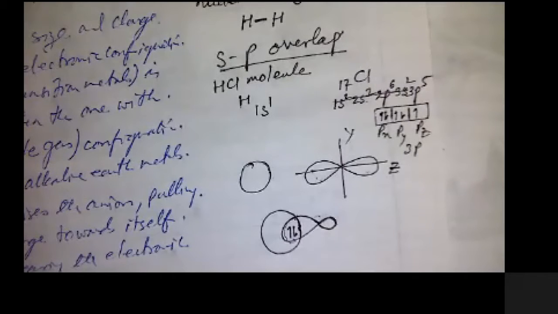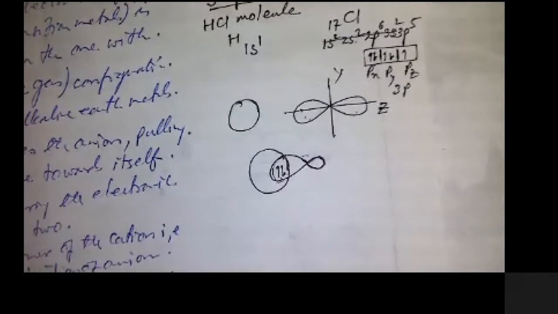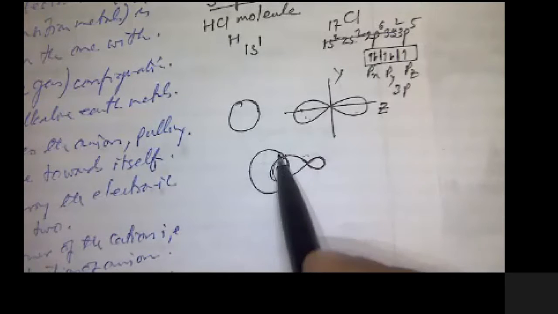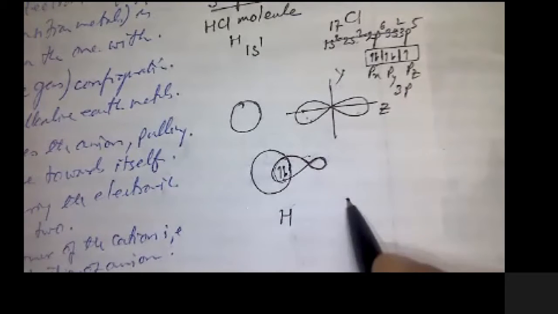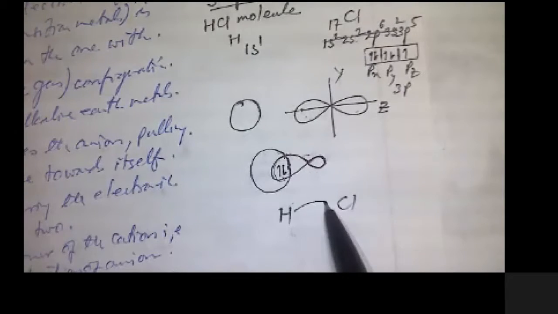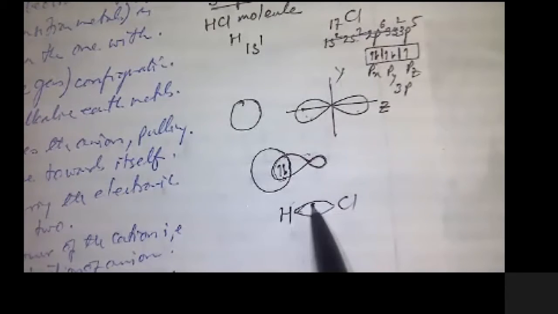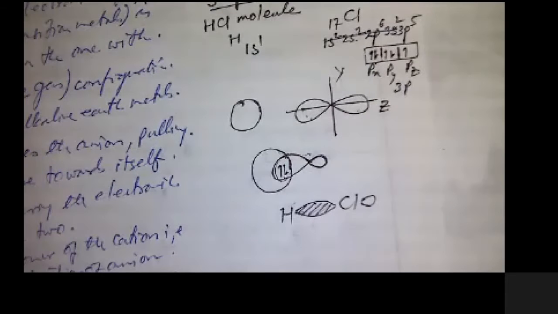Is it clear? So this way the overlapping takes place. Any one of the lobes will be used. Understood? So when I take this, what is happening here? This is hydrogen, so I can write down H here. This is chlorine, so I can write down Cl here. This is the overlapping in between. So overlapping is again here. And this lobe is still there, but that is a small one. So this is how we represent.